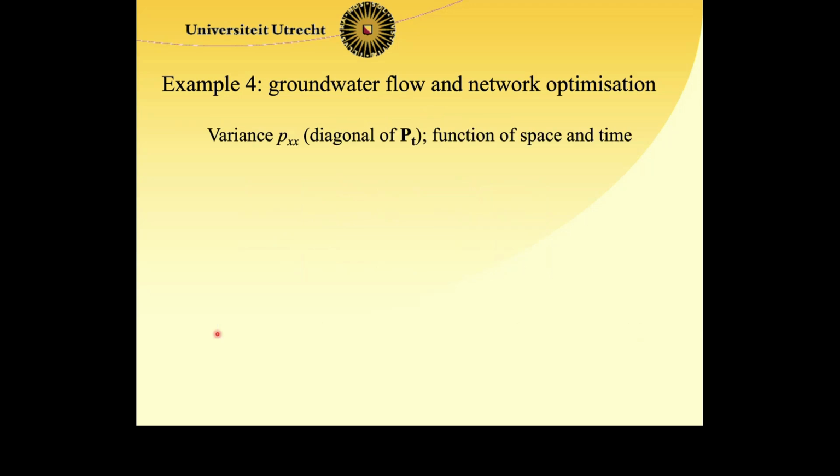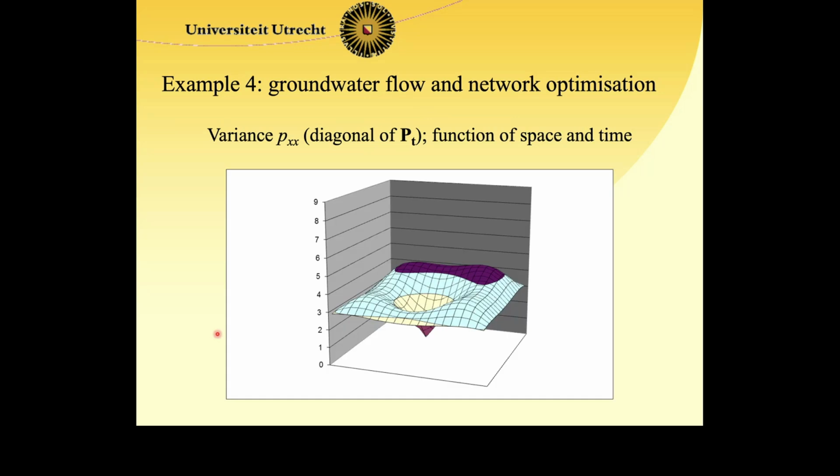Now, it's usually interesting to look at the diagonal of P, which is the variance Pxx. That's the diagonal of the covariance matrix of the time update. If we map that in space for different time steps, you can see it's a function of space and time. For instance, this is a very simple model with fixed boundary conditions and recharge. And this is the value of P at the diagonal. You can see we have one observation in the middle. So this is just after an observation, just after the time update has taken place.